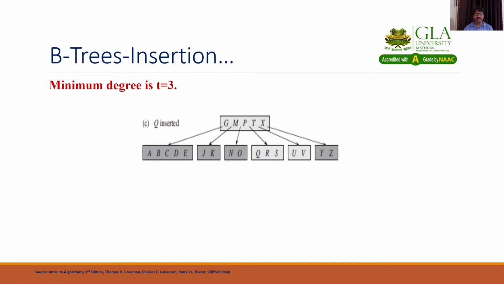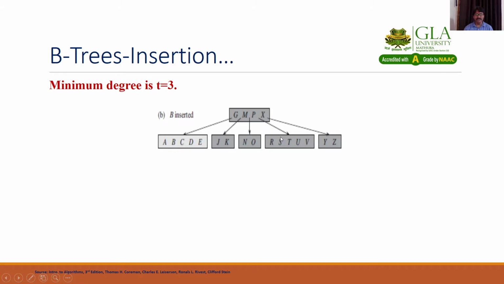After that you have to insert Q. So where will the Q go? You have to compare with G, M. So here after P you can insert the Q. If you see the previous tree, there is R, S, T, U, V and P, Q, R, S, T, U, V. So the node is already full and one new element is coming here.